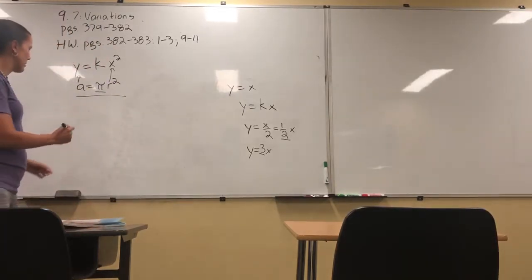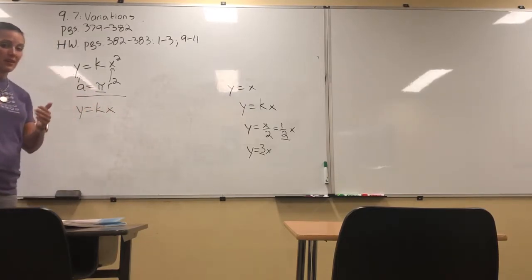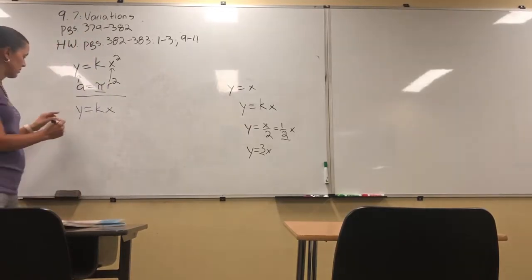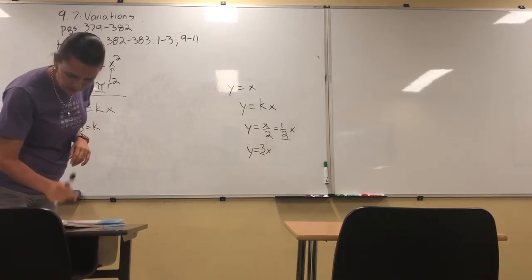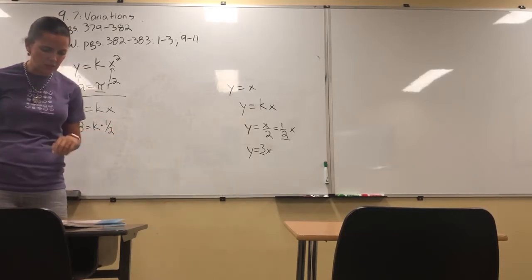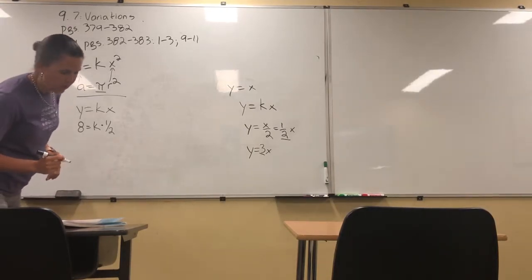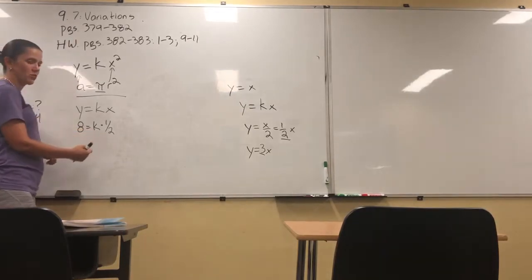It says y varies directly with x. That's what we have. Now they're giving us a little more information. They're saying y is 8. I'm going to plug that in when x is 1/2. And then they're saying find y when x equals 4. So how are you going to find that? Well, you have to figure out what k is first. But that's really easy because we already have 2 values.